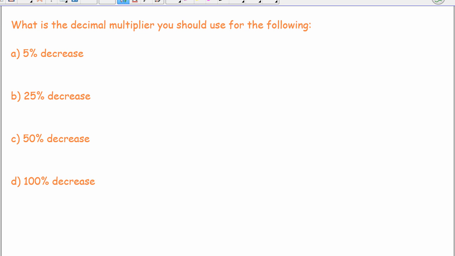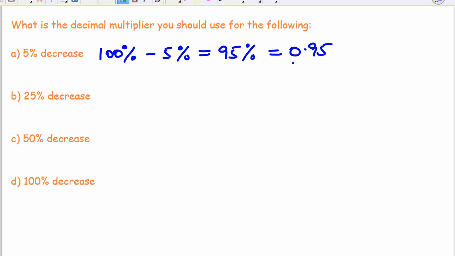What is a decimal multiplier that you should use for the following? So, remember here we are decreasing. If we decrease, we're basically taking that percentage from 100%. 100% here represents a whole. So what we'll end up with is 100% minus 5%, which will be 95%. And that is our decimal multiplier.